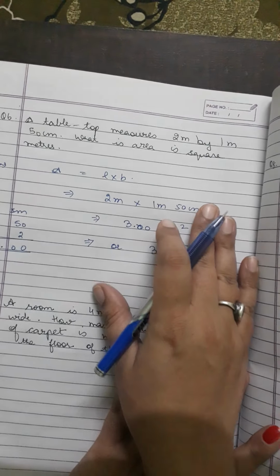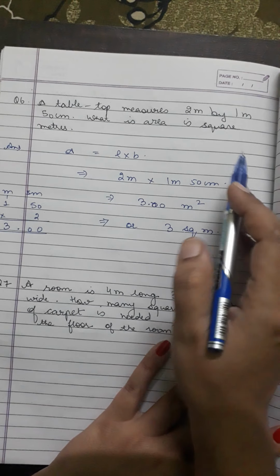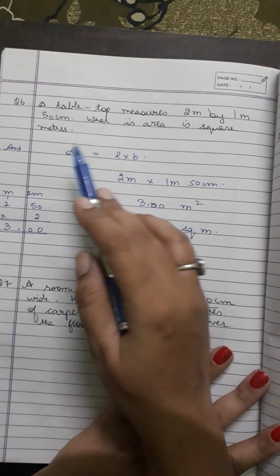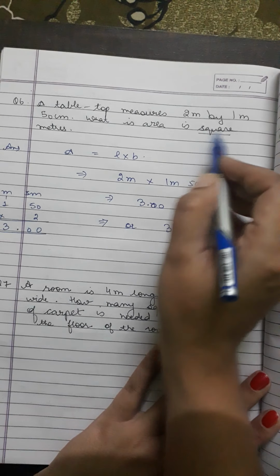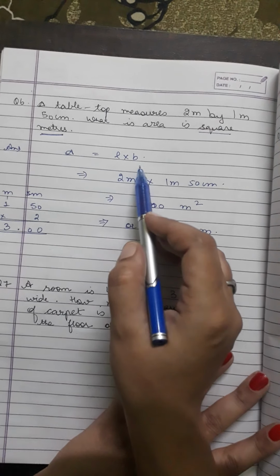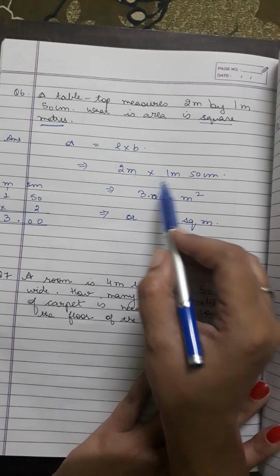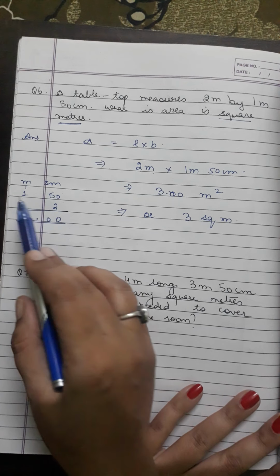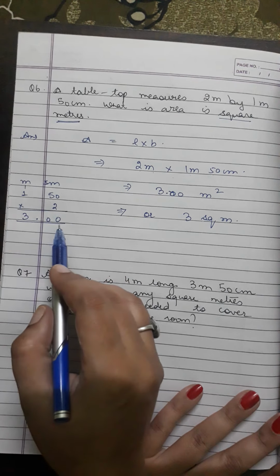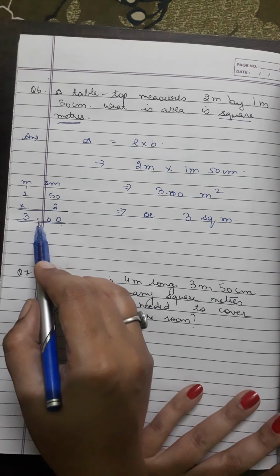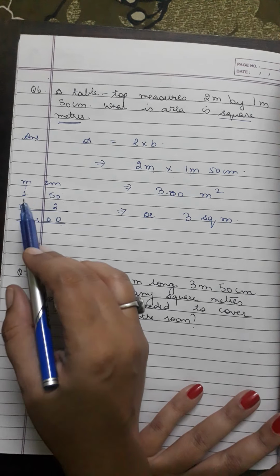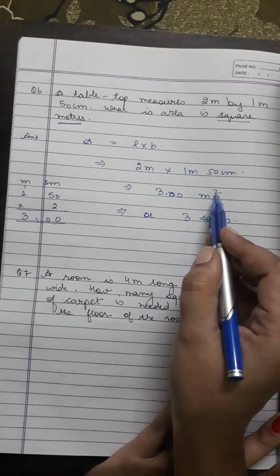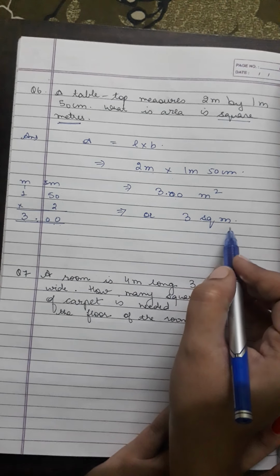Now similarly, our question number 6, a tabletop measures 2 meters by 1 meter 50 centimeters. What is the area of the table in square meters? Here we have to find the area in square meters. So area is length multiplied by breadth. So 2 meters multiplied by 1 meter 50 centimeters. 1 meter 50 centimeters multiplied by 2 is 300, and it will be 3 meters. You can write it like this, meter under meter, centimeter under centimeter. So it will be 3.00 meter square, or you can write 3 square meters.